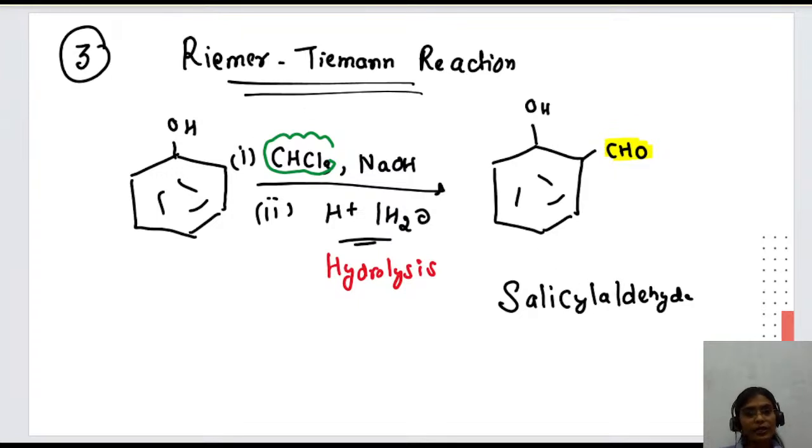So, as we already covered, what is the use of this NaOH there? Just to increase the rate of the reaction, just to generate the phenoxide in here. Okay, so this is a Reimer-Tiemann reaction there.